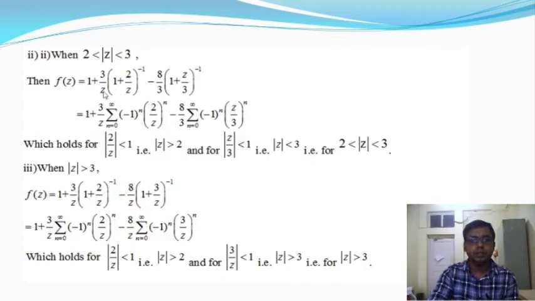So first of all, from the second term we'll take z as common, and from the third term we'll take 3 as common, okay, in the denominator.